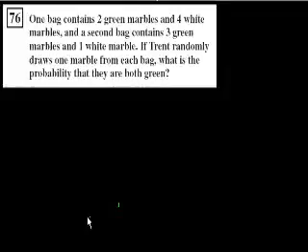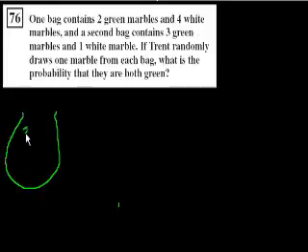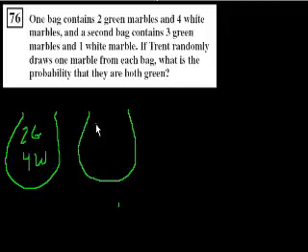We're on problem 76. It says one bag contains 2 green marbles and 4 white marbles. Okay, so that's one bag, and we have 2 green and 4 white. And a second bag contains 3 green marbles and 1 white marble. Okay, so the second bag has 3 green and 1 white marble. If Trent randomly draws 1 marble from each bag, what is the probability that they are both green?